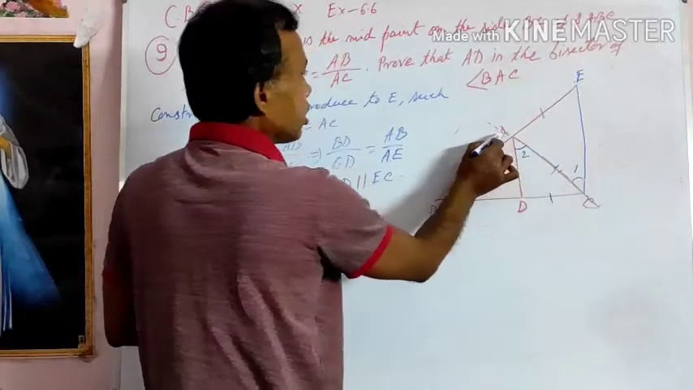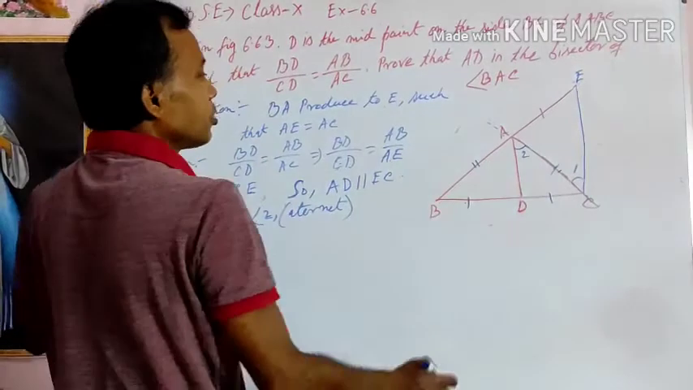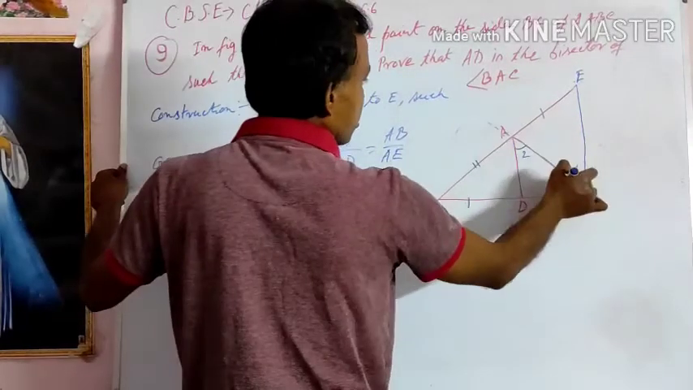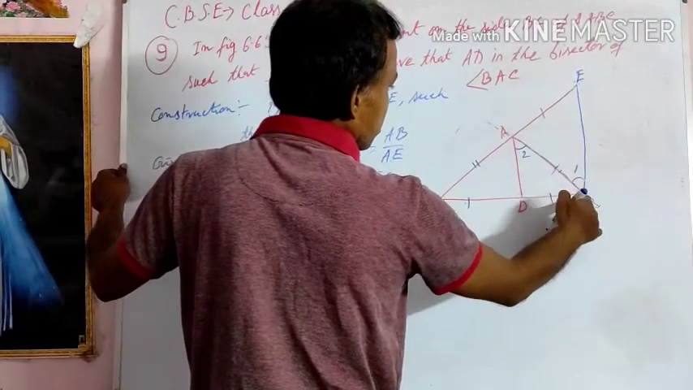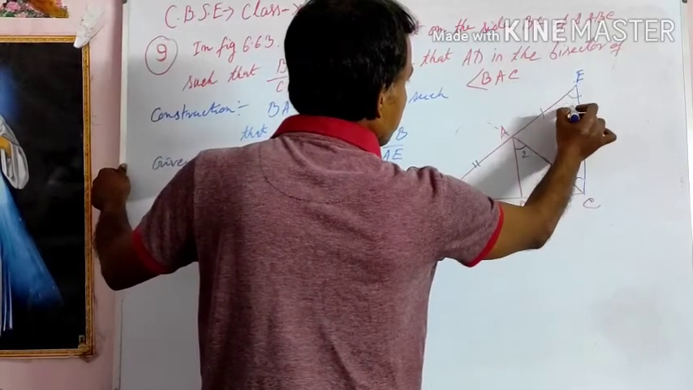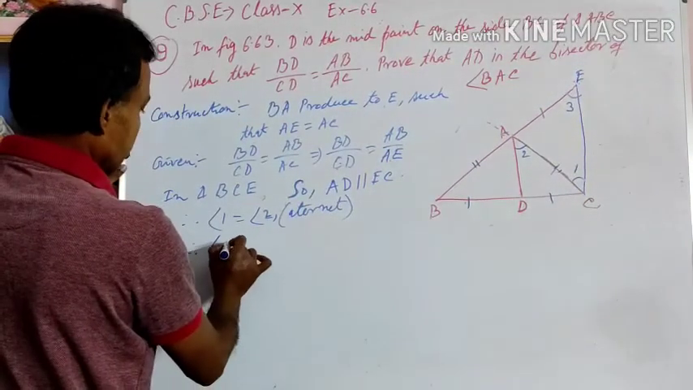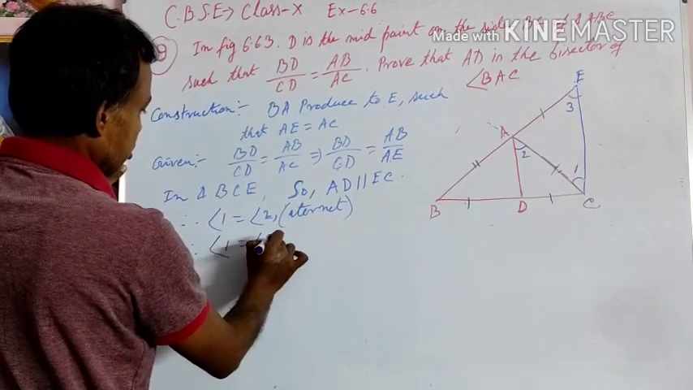Again, AE is equal to AC, so triangle AEC is an isosceles triangle. Therefore two sides are equal, AE is equal to AC according to construction. Suppose this is angle 3. Therefore angle 1 is equal to angle 3.